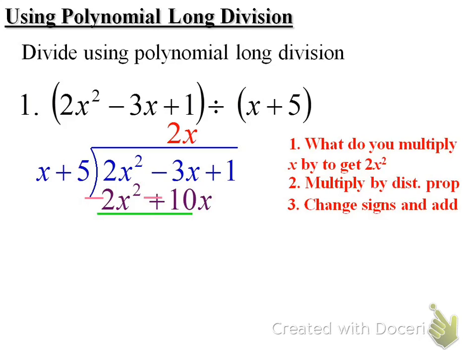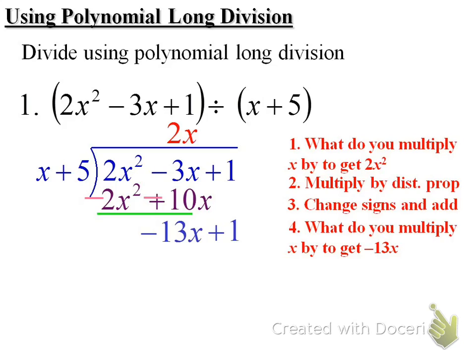2x squared minus 2x squared gives you 0x squared. Negative 3x minus 10x gives us negative 13x. The next thing you want to do is you want to drop this down. We get a plus 1 here. And then you basically just do the process again. So now what would you multiply the x by to get negative 13x? You always want to think, what would you multiply this by to cancel out with this?